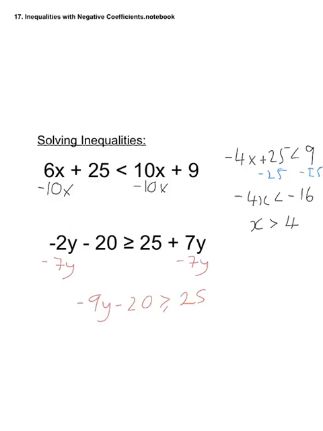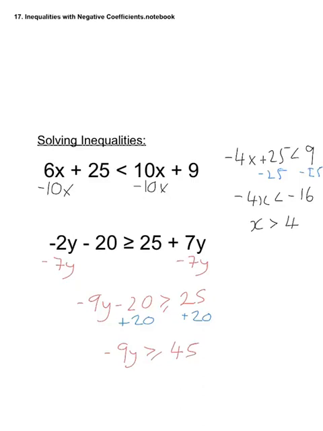Okay, the next step here, we are going to add on 20 here and add on 20 here because we want to do the opposite of negative 20. That gives us that minus 9y is greater or equal to 45.